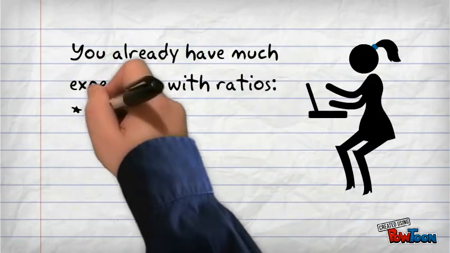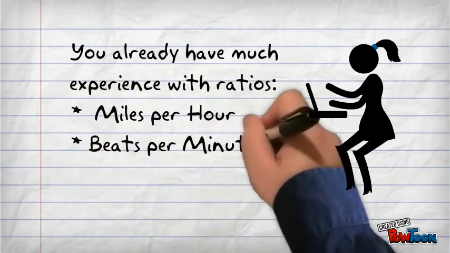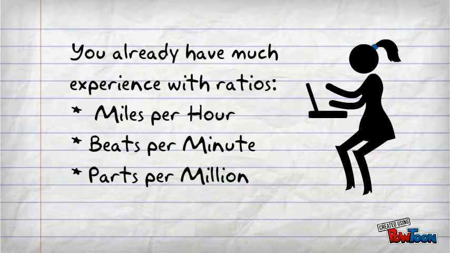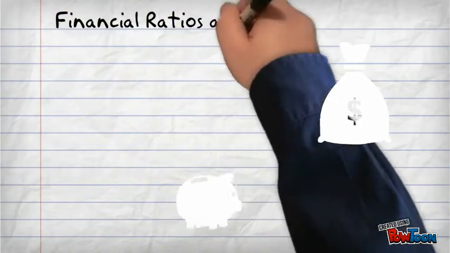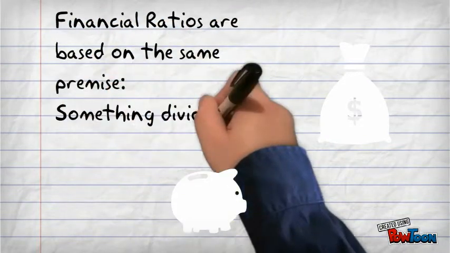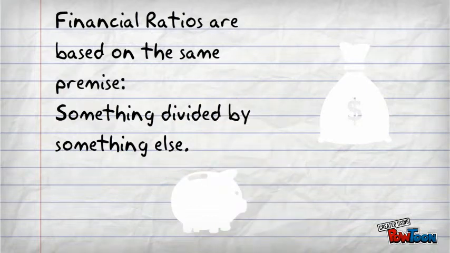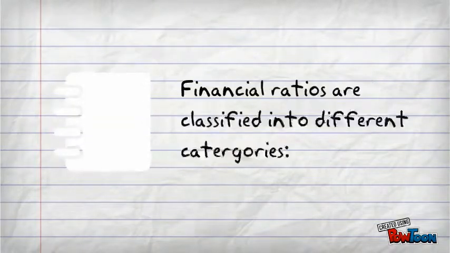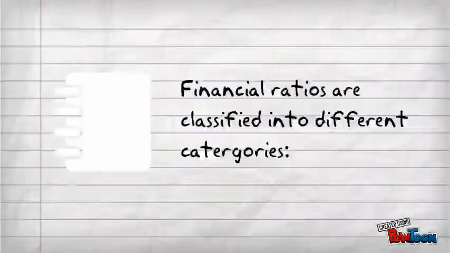So, very important, but very easy too, because you have a lot of experience with ratios: miles per hour, miles per gallon, beats per minute, parts per million. You don't even think about them and use them all the time. Financial ratios are based on the same idea. You're dividing something by something else. It's simple. We're dividing earnings per share by price per share, or whatever the case may be.